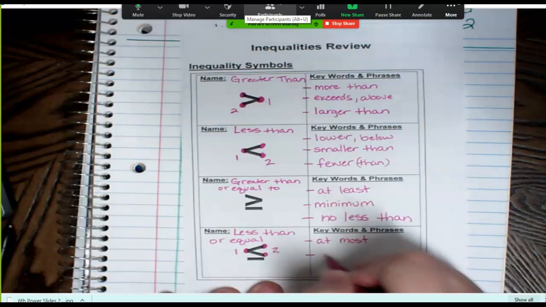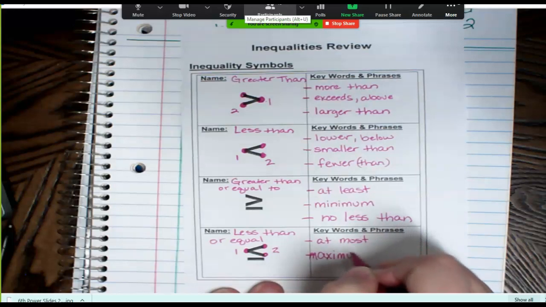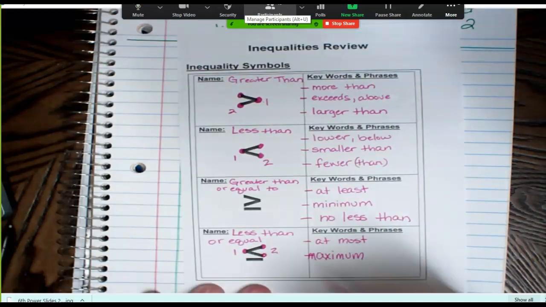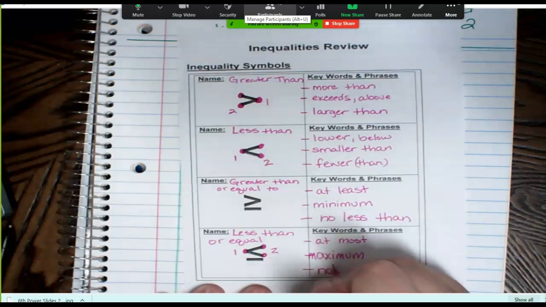Same thing with maximum. You can be a maximum of this tall to ride the ride. No bigger. That's as big as you can be. Not more than.